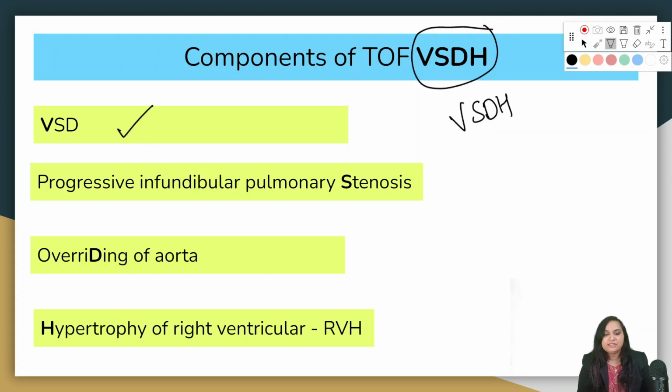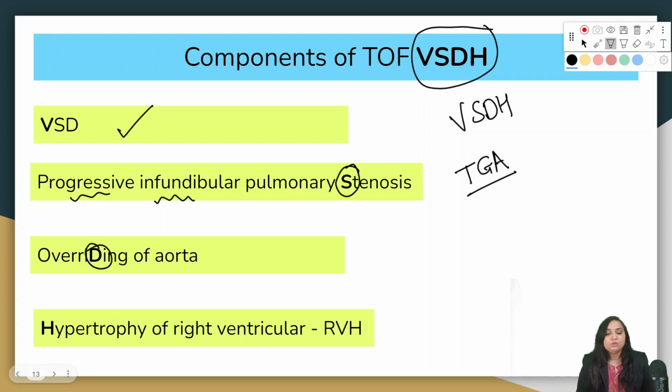V stands for VSD. S stands for stenosis of pulmonary valve, but you need to remember these 2 adjectives properly. That is progressive infundibular pulmonary stenosis. It means the child will present with progressive, the site will be infundibular. It means that child will not present with cyanosis on the first day of life. It is progressive. So the presentation of cyanosis will be later in life. Cyanosis presenting on the first day of life in the newborn period, the first and foremost thing that should come to mind is TGA.